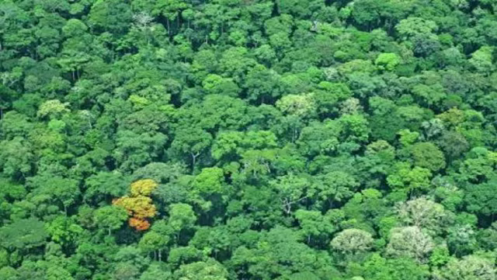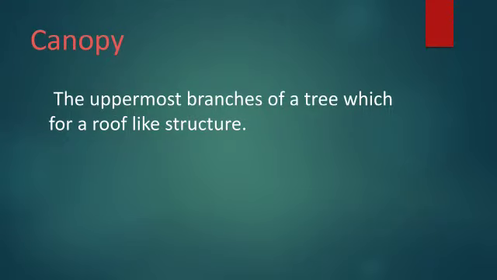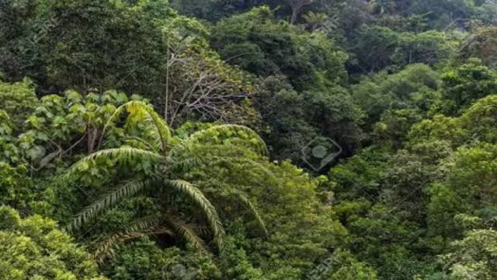The forests have very tall trees whose branches form a thick canopy. और फॉरेस्ट में जो ट्रीज होते हैं वो बहुत ऊंचे होते हैं, and they form a thick canopy. Canopy, the uppermost branches of a tree which form a roof-like structure. So they form a structure like a roof, and that is called canopy.